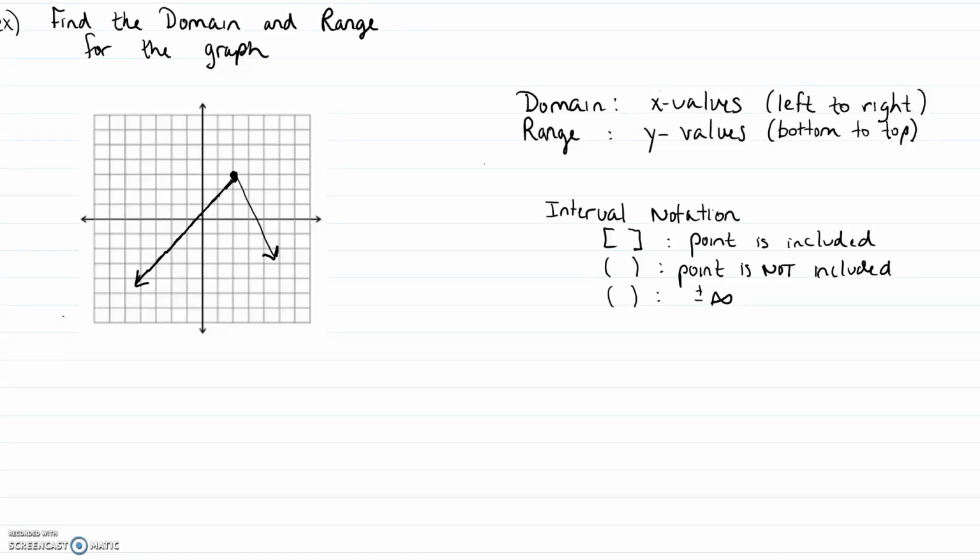For this video we're going to find the domain and range for the graph given below. Domain are x values, range are y values. For domain, you're going to find your most left-hand point all the way to your most right-hand point. Range, you're going to find your lowest point to your highest point. This needs to be written in interval notation.